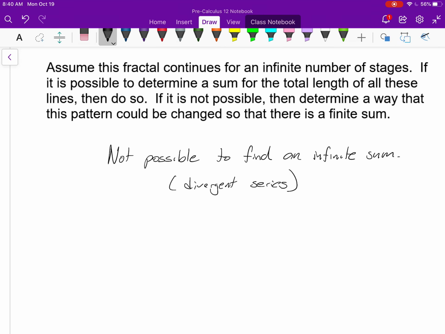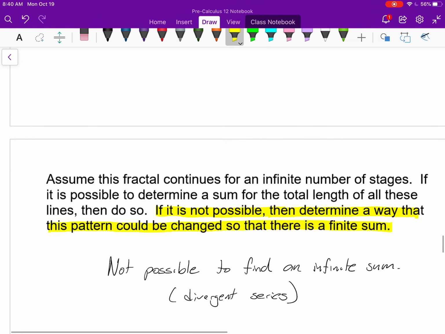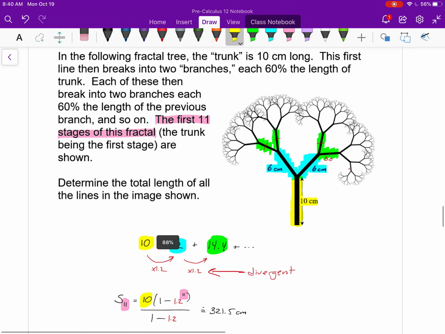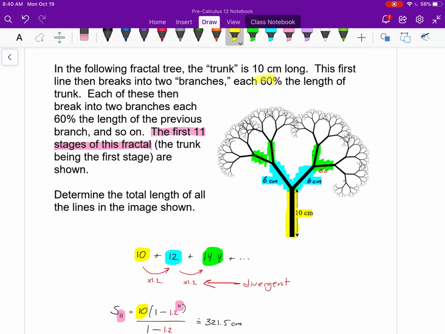That said, I also have one more thing. If it is not possible, which we now know, determine a way so that the pattern can be changed so that there would be a finite sum. So how could I change this pattern here of the fractal so there would be a finite sum for an infinite number of branches? The key is I have to adjust that percentage there. I have to make it shorter. How much shorter? Well, again, every time let's say I make it 55%, but then there's going to be 2 branches. So times 2, that's 110%. So it's still too much. I have to shrink this down so that it's less than 50%. Anything more than 50%, even though I'm doubling the number of branches, it'll end up being a divergent series.